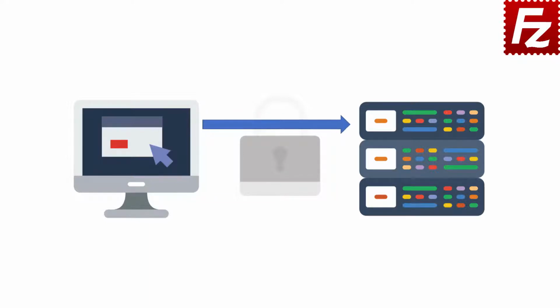The client can now send requests for file operations. The server checks the permission for the operation, and if allowed, the operation is performed. Then it returns success or failure. SFTP is supported by both FileZilla and FileZilla Pro.